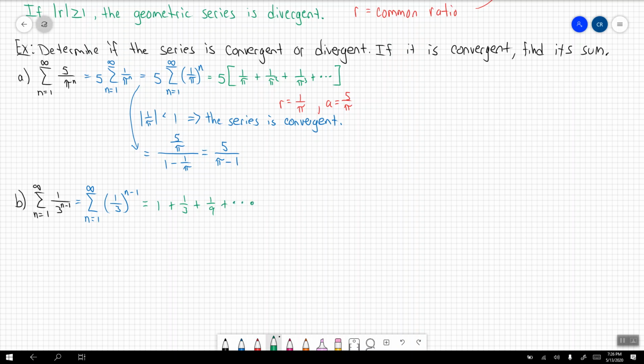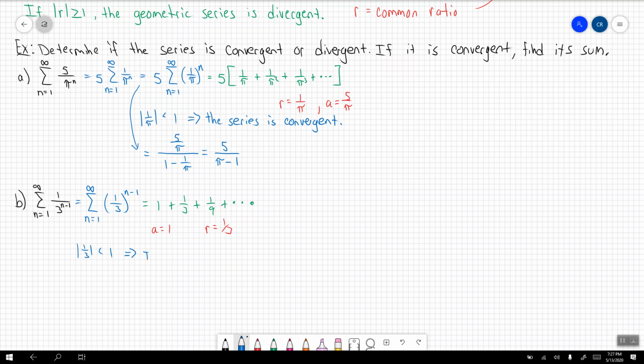All right, so what I'm doing here is I'm just going to extract what is my a value and what is my r value. Common ratio, 1/3. A value, well, since this is in the standard notation that we were given, the very first term is going to be just 1. So at this point in time, what I'm looking at is the absolute value of 1/3 is less than 1.